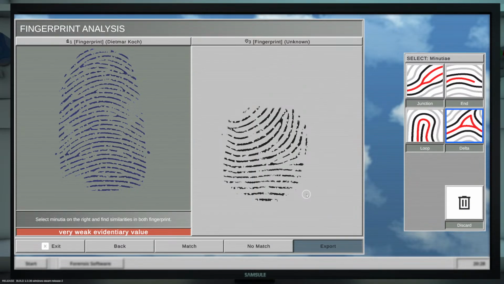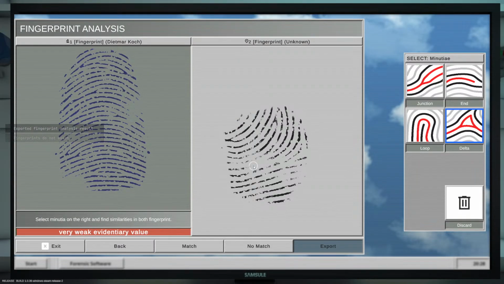Man, I'm gonna say no match. That's a tough fingerprint to match. No match. Export. I'm gonna say no match.